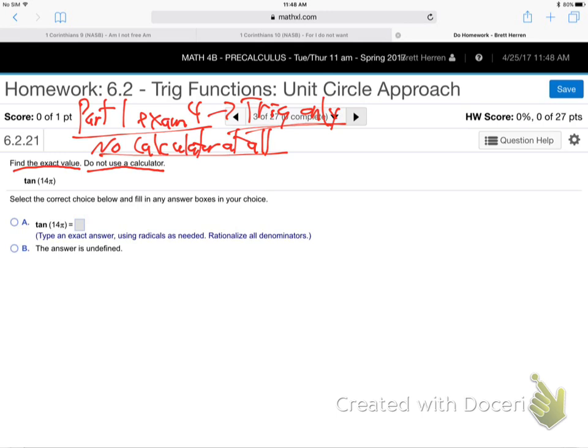Let's do this without a calculator. So how do you do 14 pi? When they throw the pi in there, that's a radian angle. It's called, remember radians? No, it's not degrees.